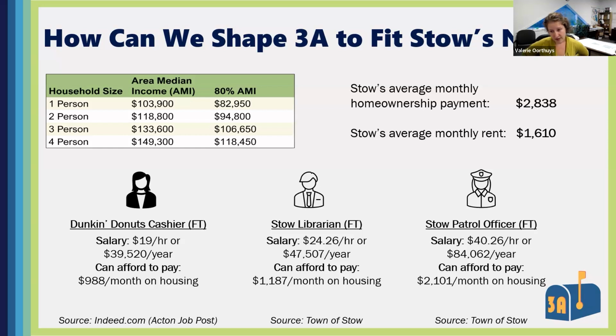The patrol officer is making about $84,000 a year, and without being cost burdened, so without spending 30% of their income on housing or more than that, they could spend $2,101 per month. So they would be able to make that monthly rent. They are not earning enough for the monthly home ownership. So just considering the kinds of jobs that are available and who we're talking about when we say affordable housing, and wanting to make sure that we have a good percentage in our future housing stock.